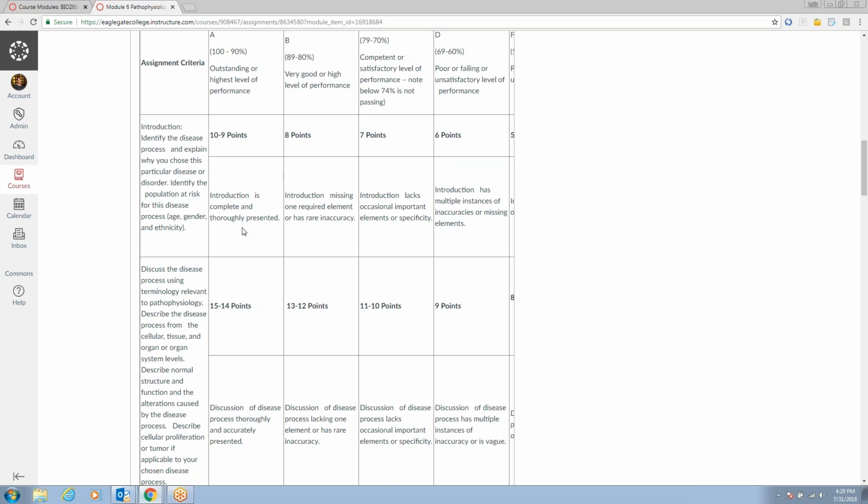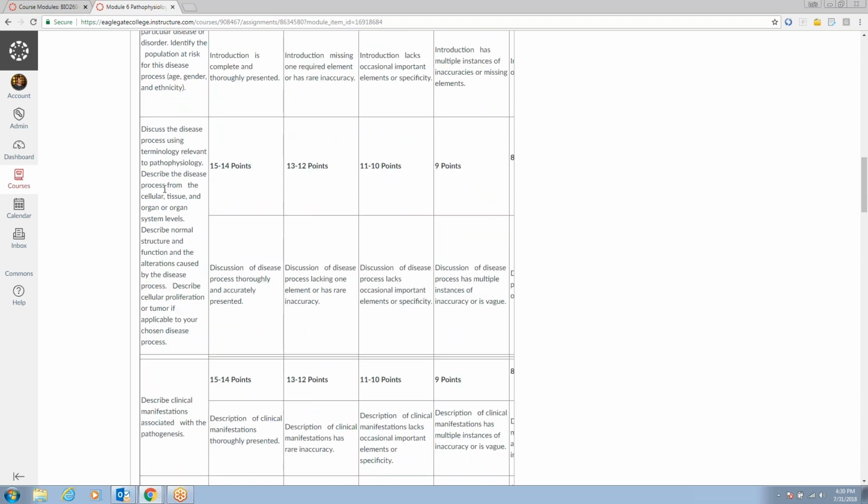You don't want to miss points, so walk through it, have your subheadings under introduction, make sure you have all these things: the disease, why you chose it, identify populations at risk, age, gender, ethnicity. If there is none, you're going to talk about it. Number 2, you come down, talk about the disease in pathophysiological terms, talk about it from cellular, tissue, organ system levels, talk about normal structure and function, and now what's changed. And if it's a cancer, you're going to talk about the cellular proliferation or tumor.